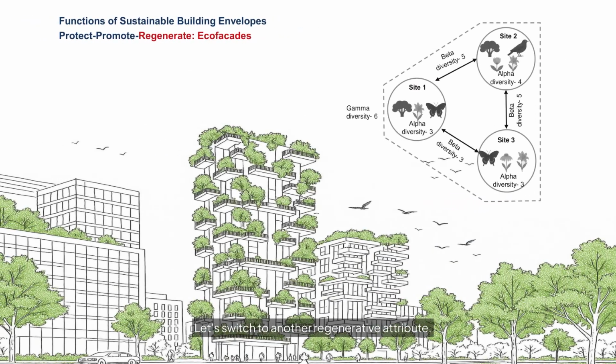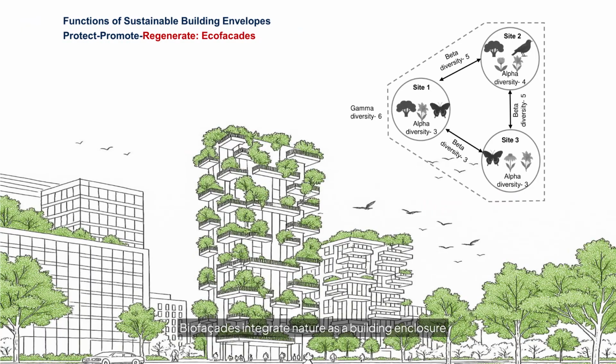Let's switch to another regenerative attribute. Biofacades integrate nature as a building enclosure and can contribute to urban ecology and support biodiversity. There are many important environmental, economic, and social values to biodiversity. We can use biodiversity metrics such as alpha, beta, and gamma diversity. Look at those bubbles on the right corner. Let's assume each bubble is a building with biofacades.